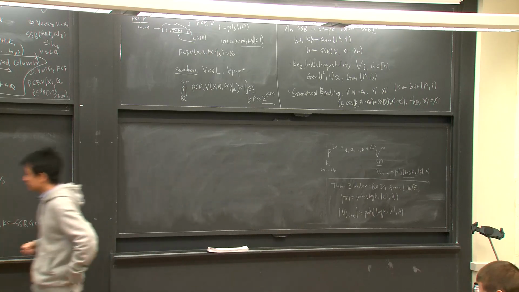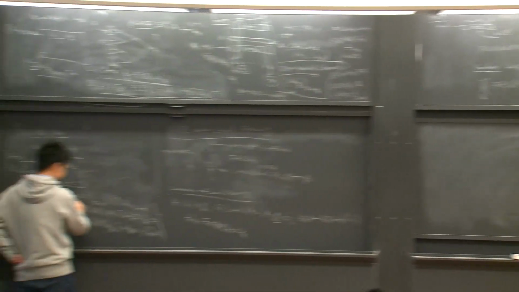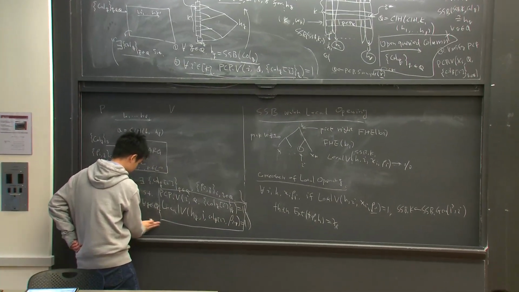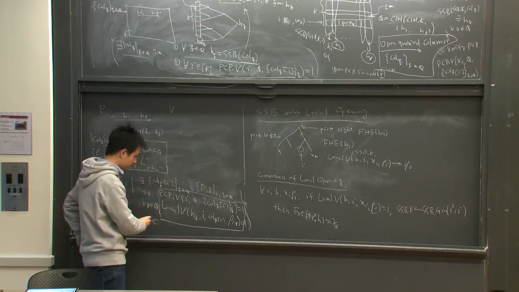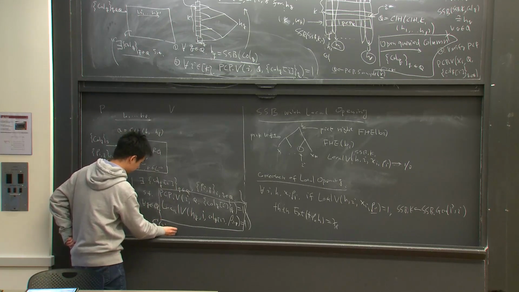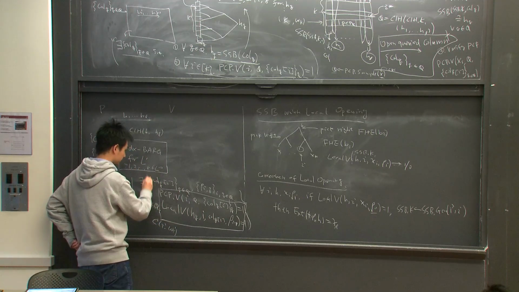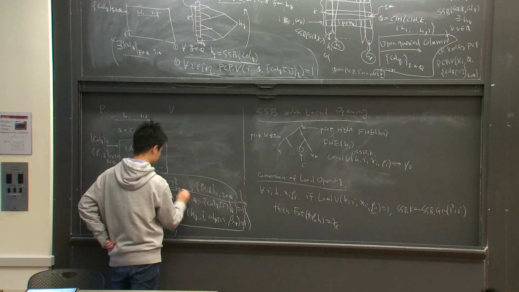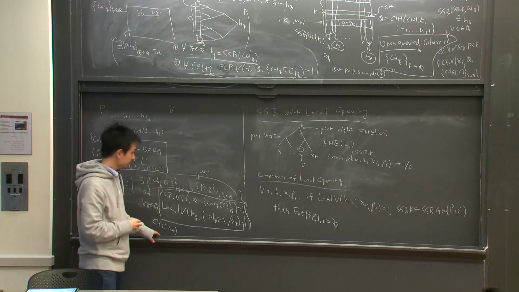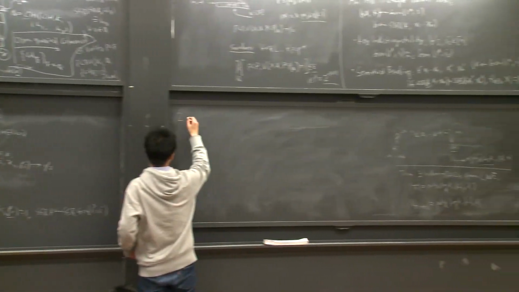So let's denote this part of the circuit as some C prime. C prime will take some index I and the witness Wi prime, where the witness Wi prime corresponds to this part. Okay, so the 2-to-1 trick is this.